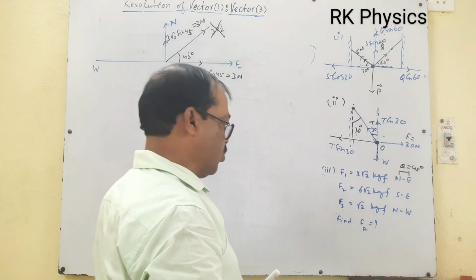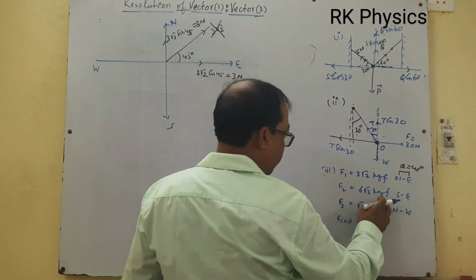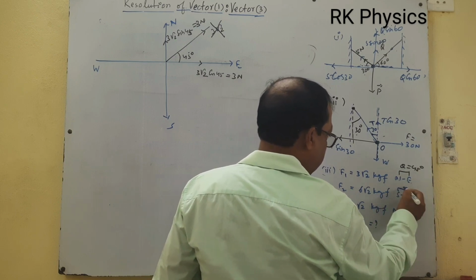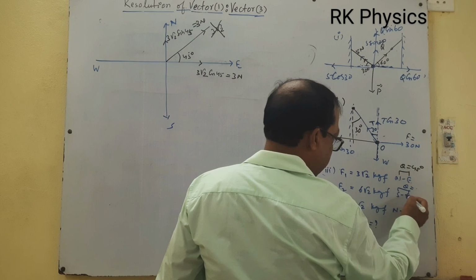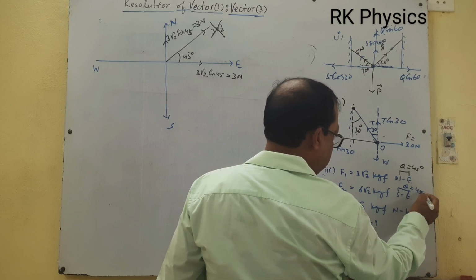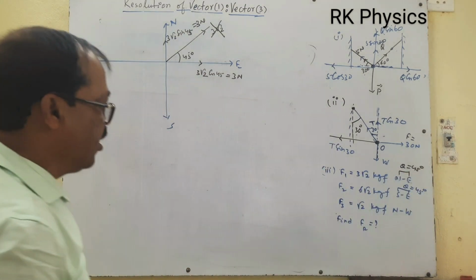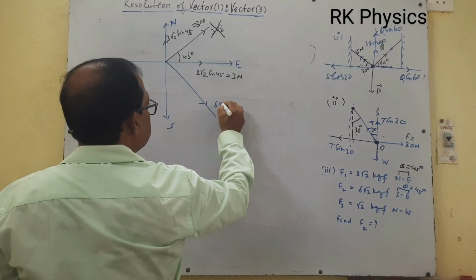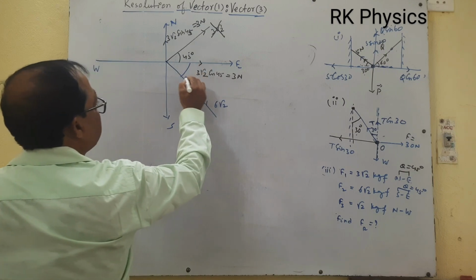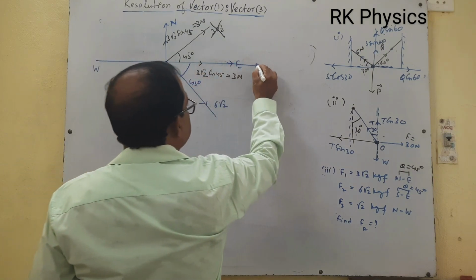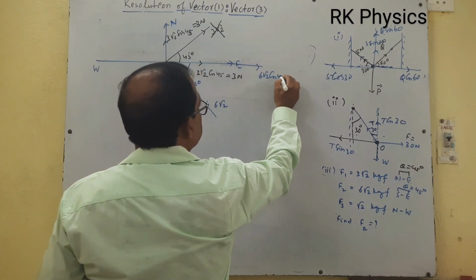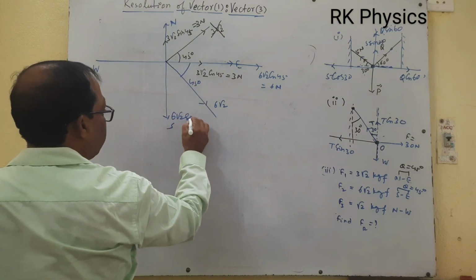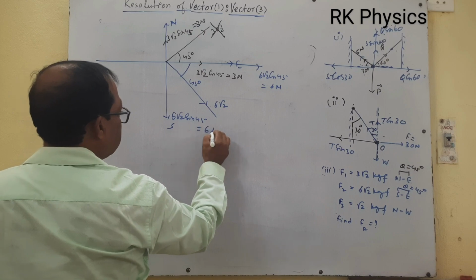Then come to F2. F2 is 6 root 2 kgf along southeast. The vector is in between the two directions, means theta is again 45 degree. South is the 6 root 2. This angle is 45 degree. So take 6 root 2 cos 45. That means 6 Newton. This is 6 root 2 sin 45. That means 6 Newton.